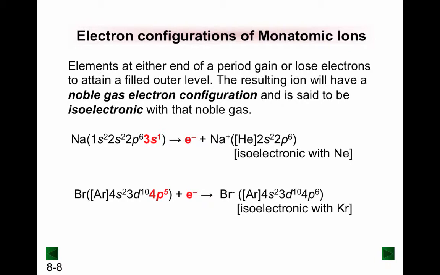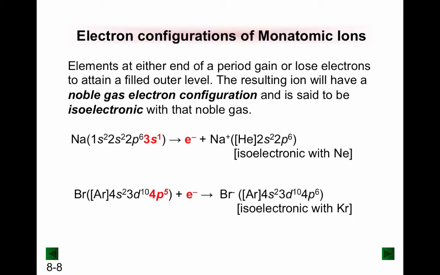So far we have focused on the reactants, the atoms in the process of electron loss and gain. Now we focus on the products, the ions, considering their electron configuration, magnetic properties, and sizes. Elements at either end of a period gain or lose electrons in order to fill their outermost energy levels. The resulting ion will have a noble gas configuration and is said to be isoelectronic with that noble gas. Remember, isoelectronic is defined as having the same number and configuration of electrons as another species. Two illustrations are shown on this slide.